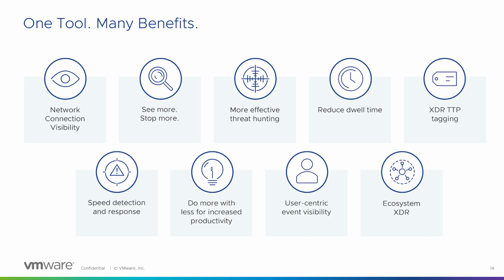To wrap all this up, we can see that with Carbon Black XDR, you get one tool with many benefits. You're going to get the network connection and visibility from that single agent. You're going to be able to see more, giving you the ability to effectively threat hunt in your environment. It's user-centric event visibility, and it's an open system XDR. So you will be able to do more with less, and it's going to lead to increased productivity for you and your security team.